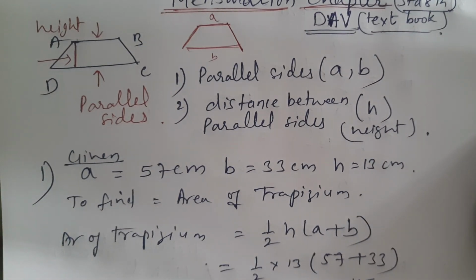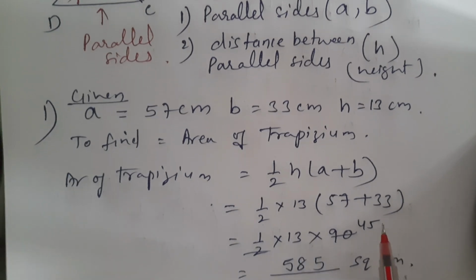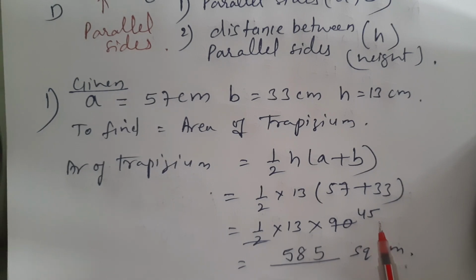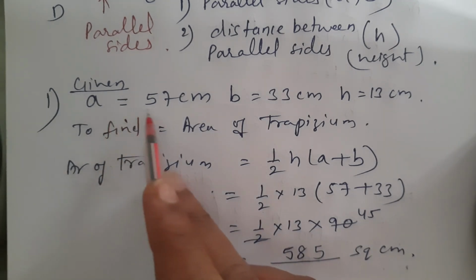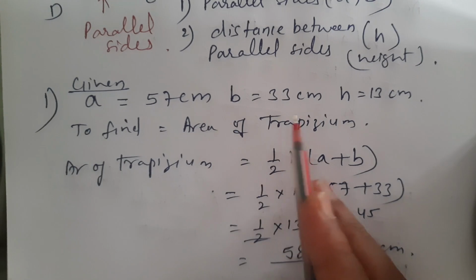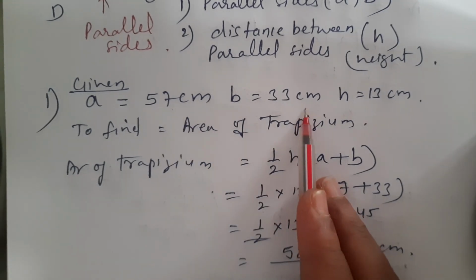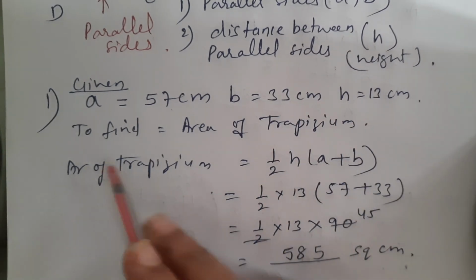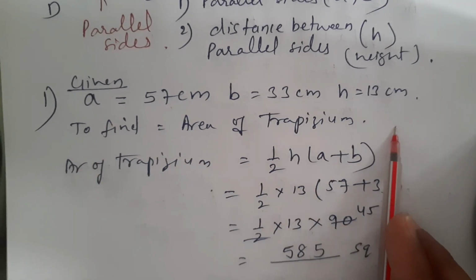This exercise is based on the area of a trapezium. The first question: find the area of the trapezium whose parallel sides are 57 centimeter and 33 centimeter, and the distance between them is 13 centimeter. As per the question, I considered the first side as a, 57 centimeter, and the second as b, 33 centimeter, with height 13 centimeter. We need to find the area. This is what we need to write in the solution.